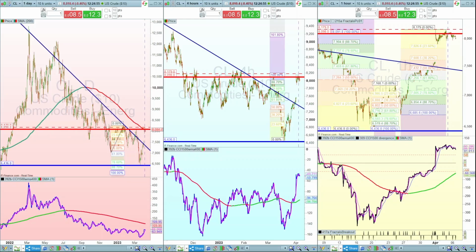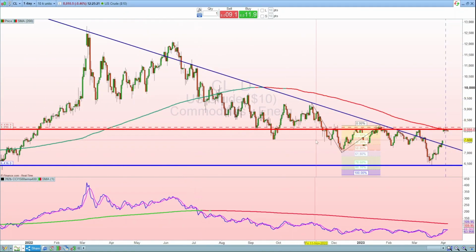Today is April 6, 2023. This is the US crude oil price update. On the daily, 4 hourly and the hourly timeframes, overall we're in a downtrend still on the daily, as per the CCI 1500 moving average 400, whereas the 4 hourly and the hourly are in uptrends. So just be careful about going long, especially as we've been hitting this key resistance area, and I'll drill down to these in a bit more detail.